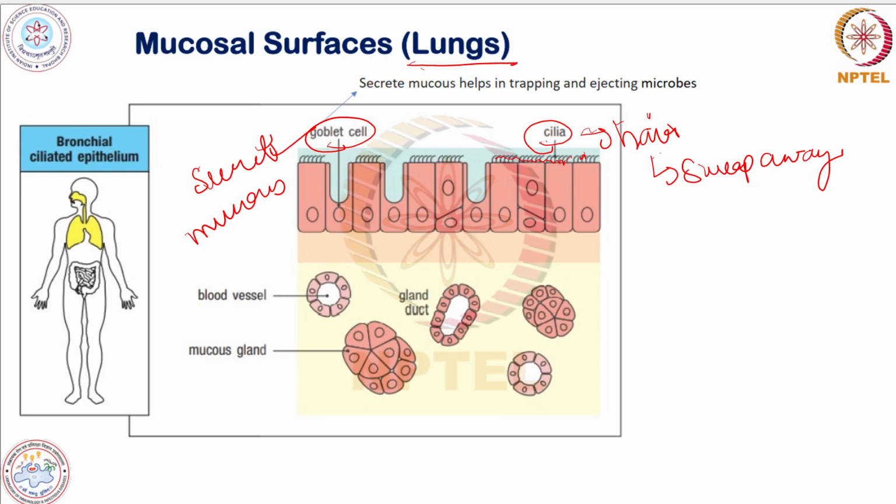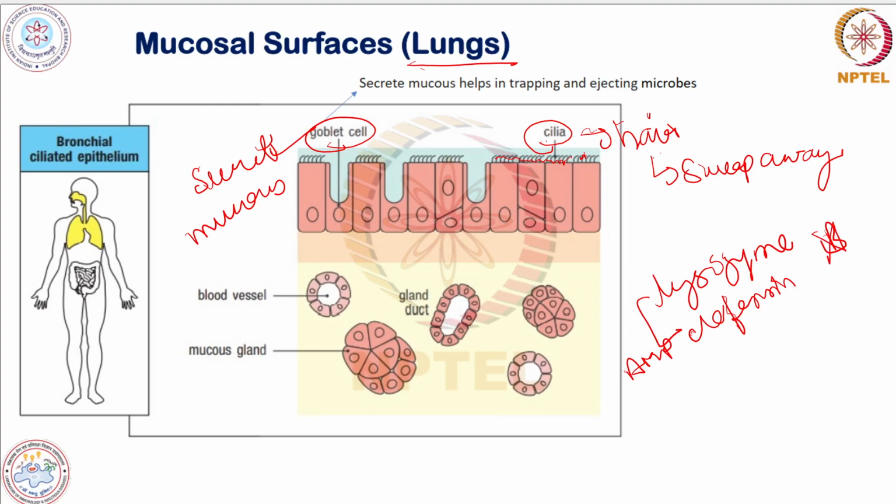The next function of the mucosal surfaces in the lungs is that mucus is a very sticky substance that traps the microbes, dust and pollutants and prevents them from reaching the deeper lung tissues. And this mucus also contains antimicrobial peptides that we have just seen. What are those antimicrobial peptides? Lysozyme and defensin molecules. These are the antimicrobial peptides present in the mucus, which will kill the pathogens.